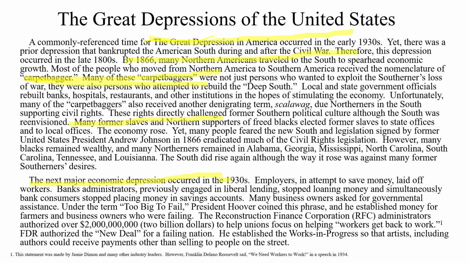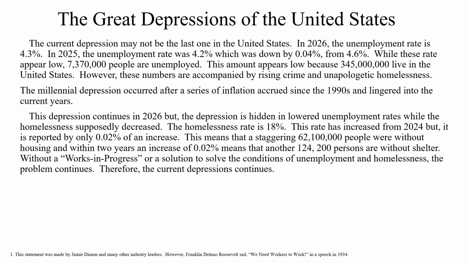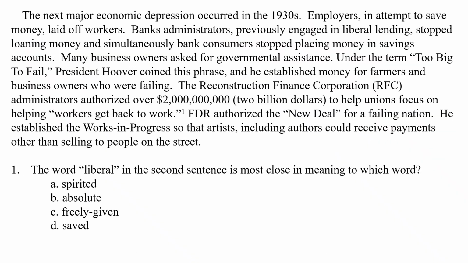And this is a vocabulary word choice for this. And then the current depression is here, which is starting in 2026, and this and that. So that's the gist of the reading comprehension. But this is a question about word choice, and you have to use it in context with how it's used in a paragraph. So it says here, the word liberal in the second sentence is most close in meaning to which word? And more than likely, they won't give it to you this easy and say second sentence. They'll probably say second paragraph.